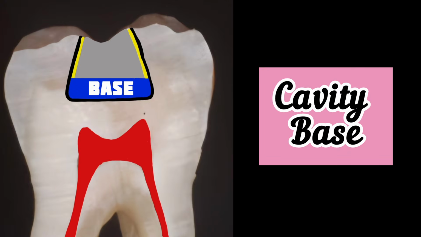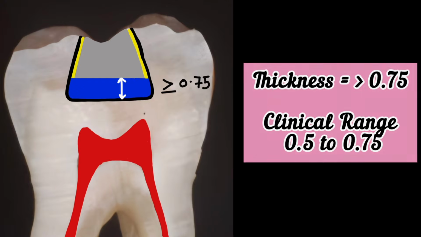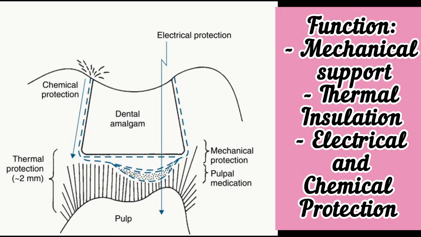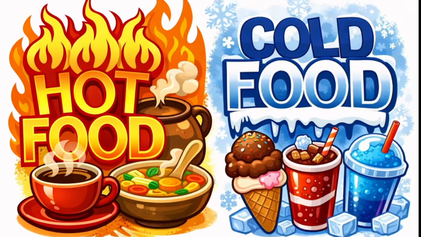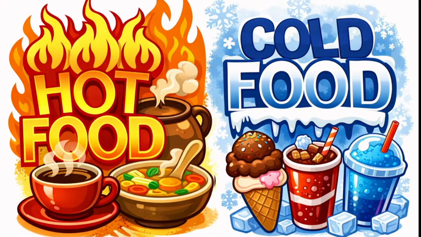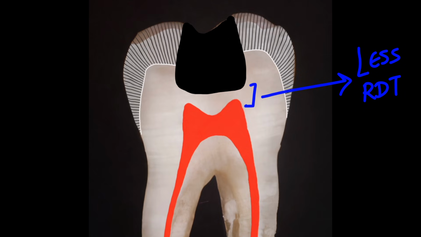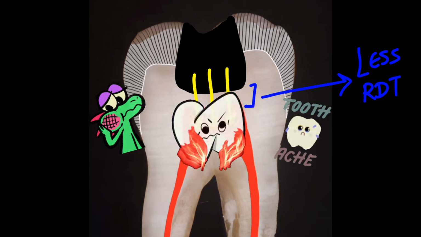Cavity base is a material which is applied in a thickness of 0.75 mm or more, and its primary function is to provide mechanical support. But apart from that, base also gives protection from thermal shock, galvanic shock, as well as chemical irritation. Whenever you eat hot or cold food, temperature changes can travel through enamel and dentine. And let's say if RDT is less, this temperature change can reach your pulp and cause pain.